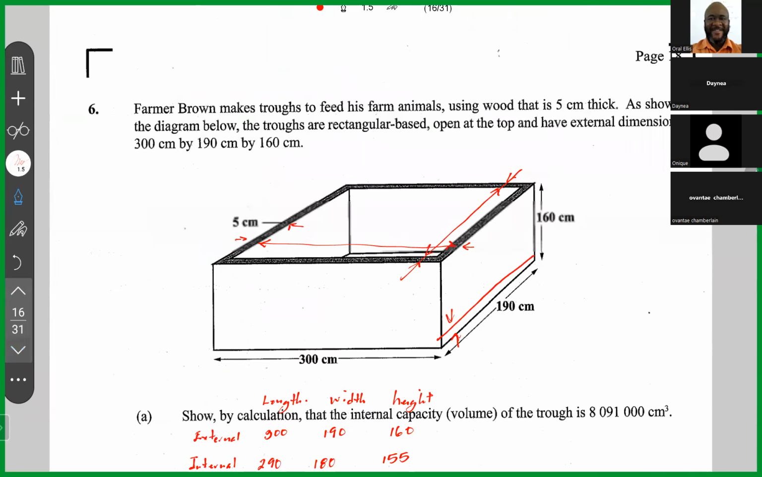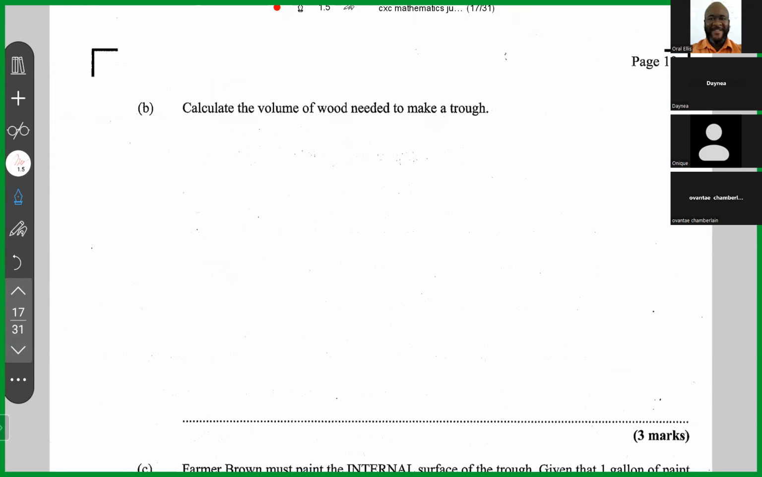Next, we're asked to calculate the volume of the wood needed to make the trough. All right, so to get the volume of the wood, what I have to do is subtract the internal volume from the external volume. Let me see if I can explain it. Imagine that this was a solid block of cheese. In order to make this block of cheese a container, I'd have to scoop out the inside.